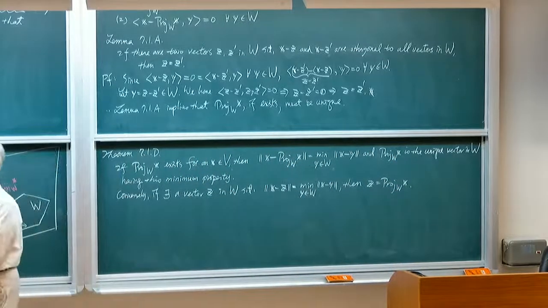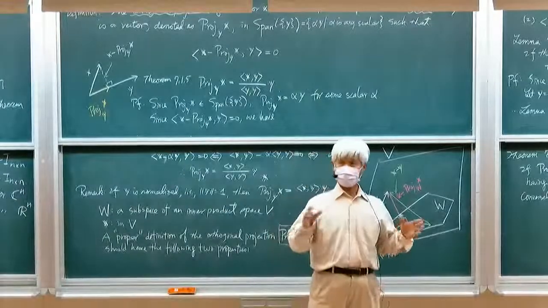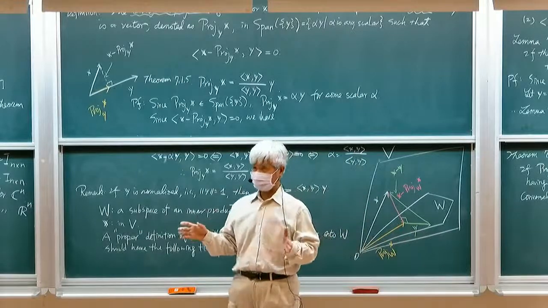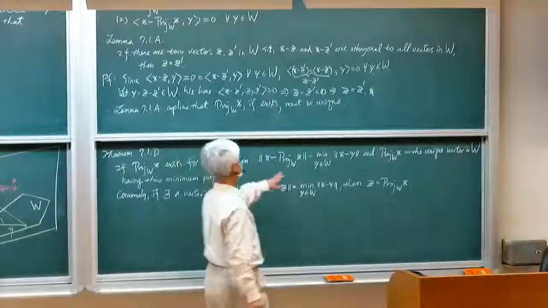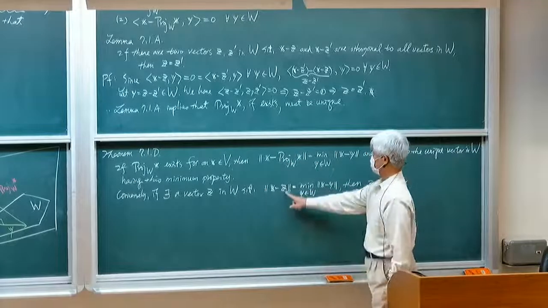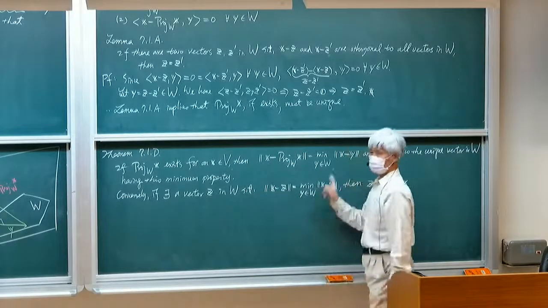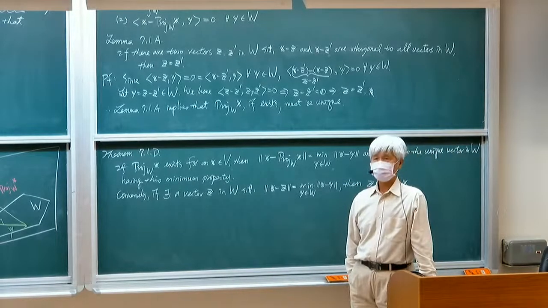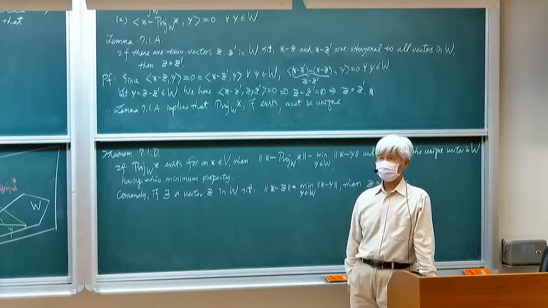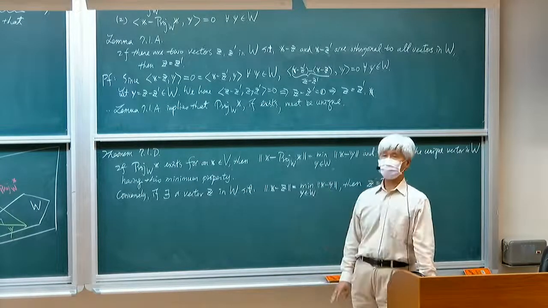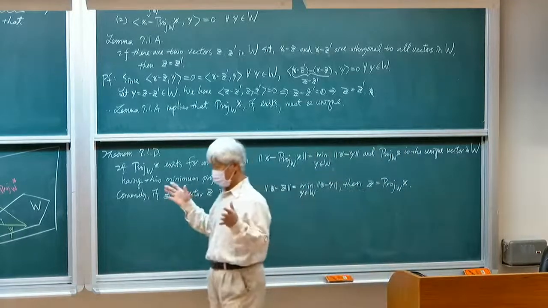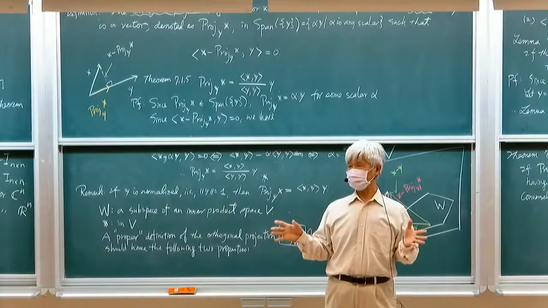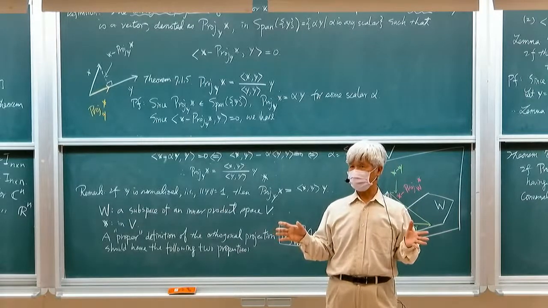That means that if there is no orthogonal projection of X onto W, then there is no vector Z in W that achieves the minimum. There is no minimum property at all. And this happens if the subspace W is not finite dimensional.